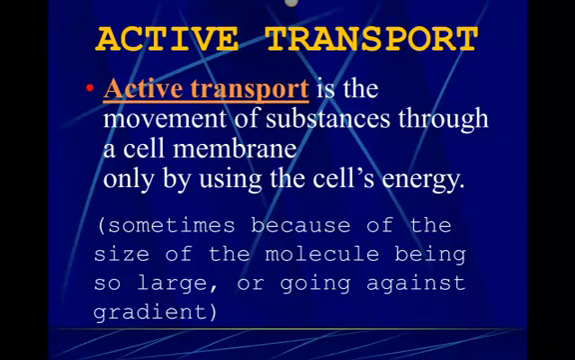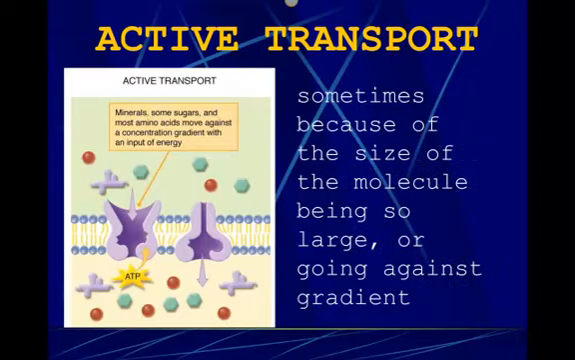Going against the gradient, if we look at the analogy of a bicycle, would be going up the hill. And if you're going up the hill, you definitely have to expend energy. You have to pedal because you're going against the gradient. And the steeper the hill, the more energy that you would have to use. Active transport, it shows you here again some of the size of the molecules or going against the gradient.